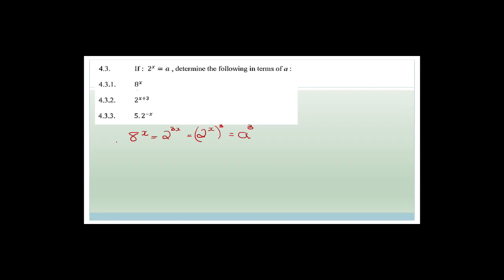Sneaky question, hey. Let's look at this one. We've got 2 to the x plus 3. That is the same as 2 to the x times 2 to the 3, which is the same as saying 8 times 2 to the x, because 2 cubed is 8. But 2 to the x is a, so therefore this is 8a. Now let's look at this next one. We've got 5 times 2 to the negative x, which is the same as saying 5 over 2 to the x, because that minus means we take it under, which becomes 5 over a.